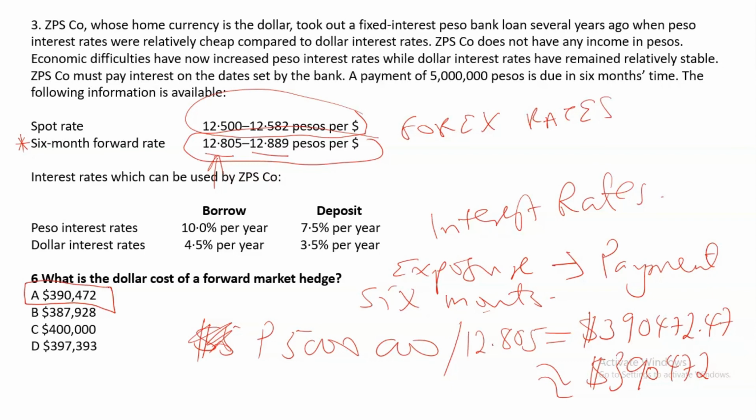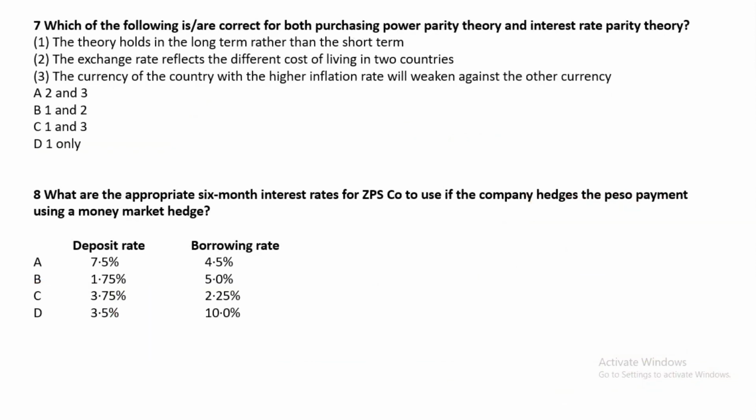Okay, going ahead. Which of the following is or are correct for both purchasing power parity theory and interest rate parity theory? Okay, so you are being tested on your understanding of the two theories. So let's look at item one. The theory holds in the long term rather than the short term. Yes, when we look at the purchasing power parity and the interest rate parity theories, we would be expecting to see results in the longer term and not the short term. So item one is correct.